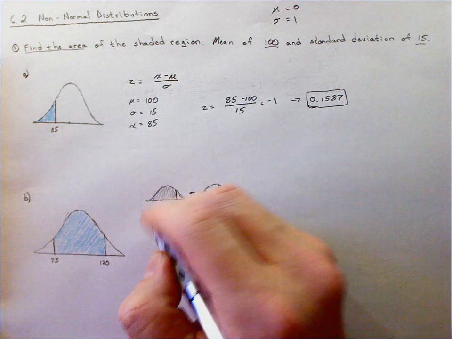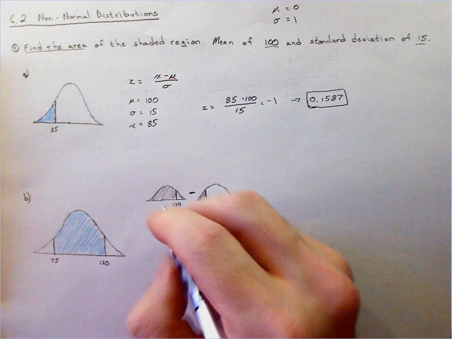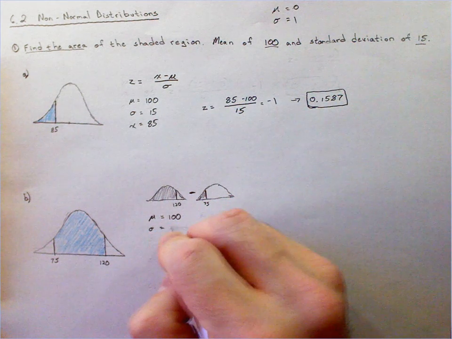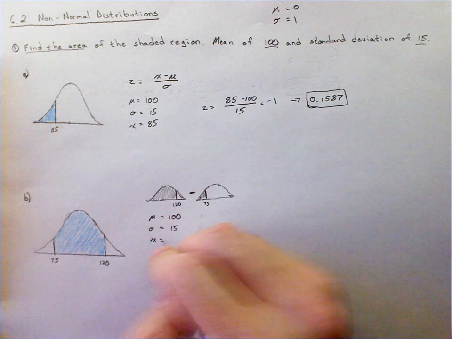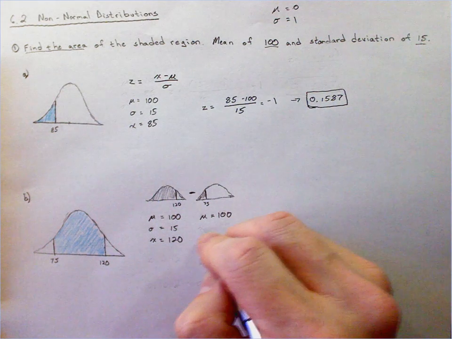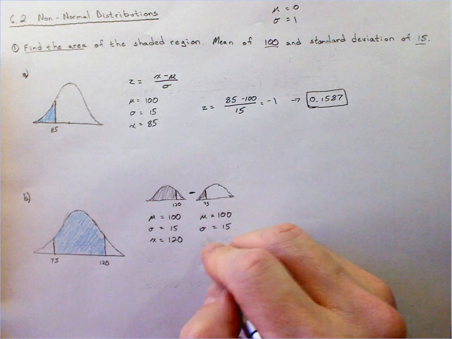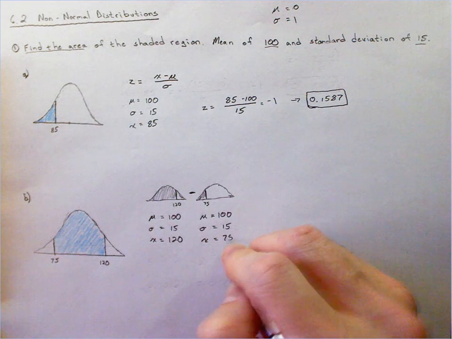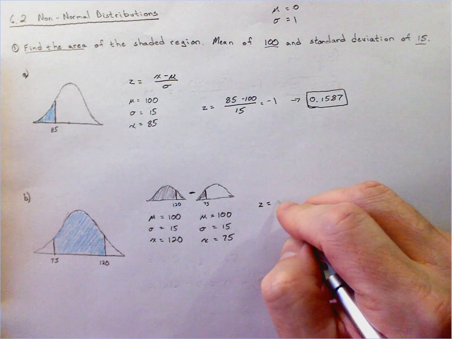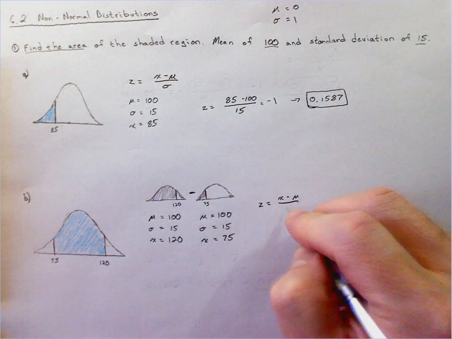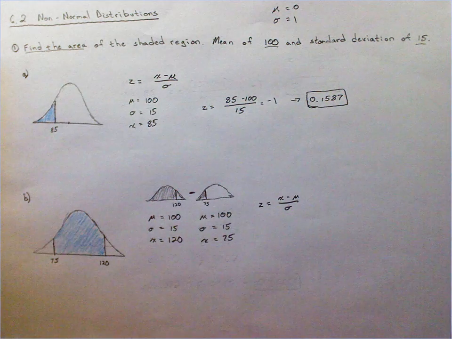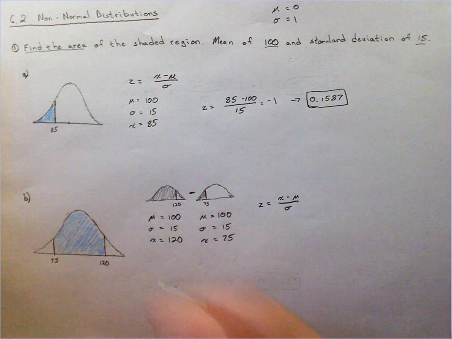So I have a mu of 100, a sigma of 15, and my x for this one is 120. Mu of 100, sigma 15, x of 75, and my formula: z equals x minus mu over sigma. This is what helps me memorize it. It may look a little dense, but as soon as I look at it, I remember it. That's my formula I'm going to use for both of them.